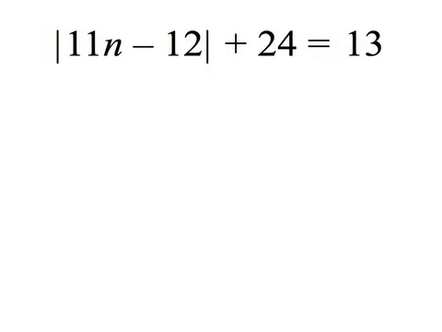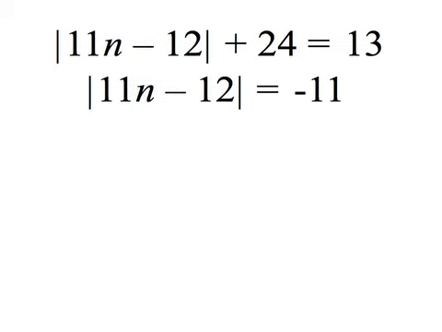Here's one. We need to get the absolute value all by itself on the left side, so we're going to add negative 24 to both sides. And now we're saying that the absolute value of an expression is a negative number, in this case negative 11. So we can stop right here and say there's no solution to this equation.